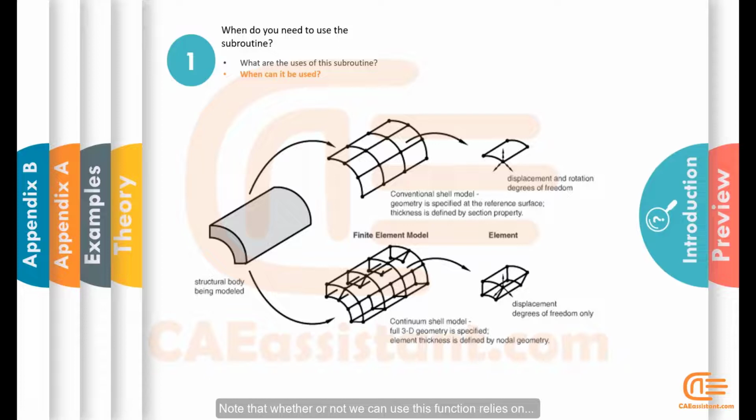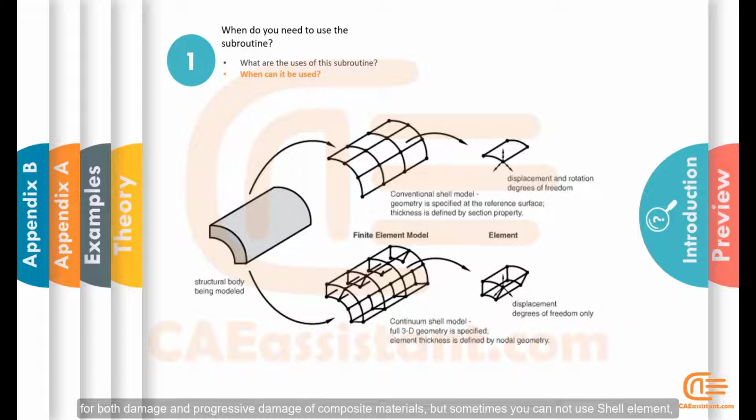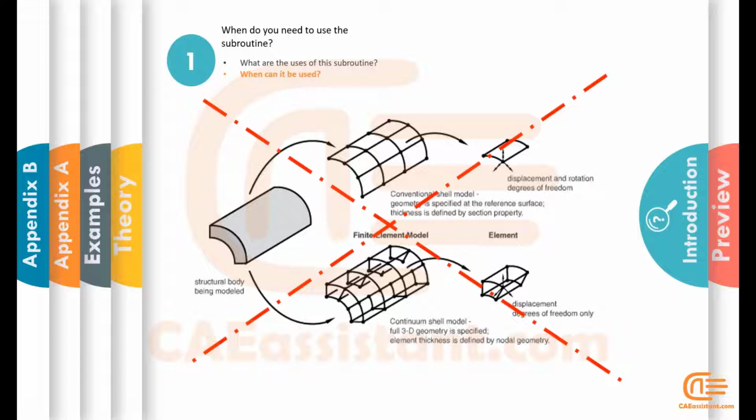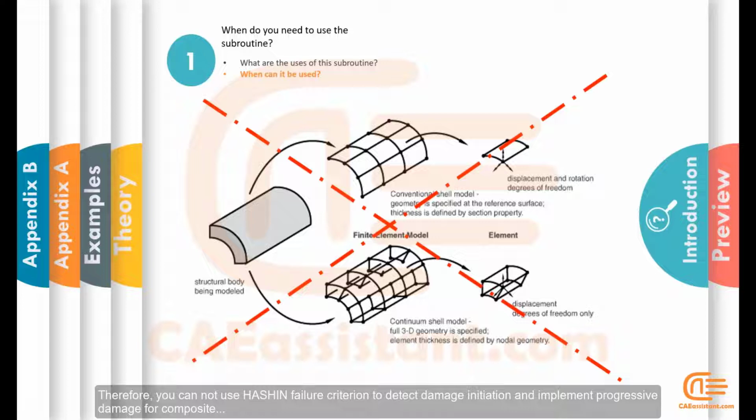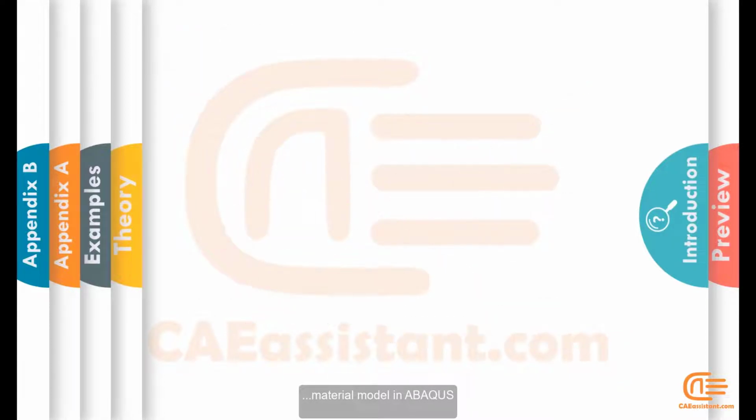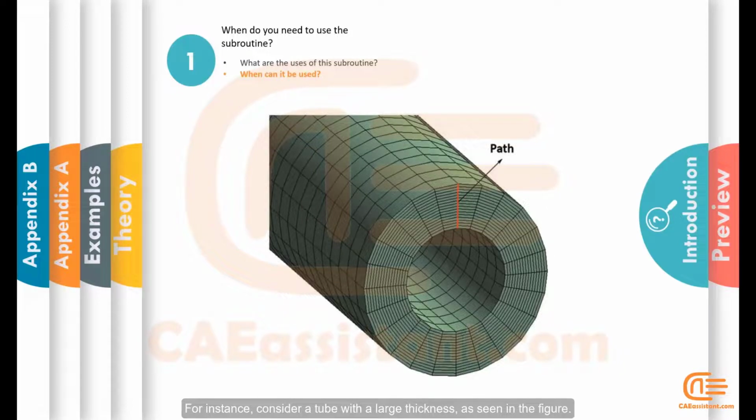Note that whether or not we can use this function relies on whether or not using the shell element in Abaqus is the best solution for your case. As you may know, the Hashin failure criterion for shell element is available in Abaqus for both damage and progressive damage of composite materials, but sometimes you cannot use shell element. For example, the thickness of one dimension is not less than other dimensions. So, using shell and continuum shell elements is incorrect. Therefore, you cannot use the Hashin failure criterion to detect damage initiation and implement progressive damage for composite material model in Abaqus. For instance, consider a tube with a large thickness as seen in the figure.